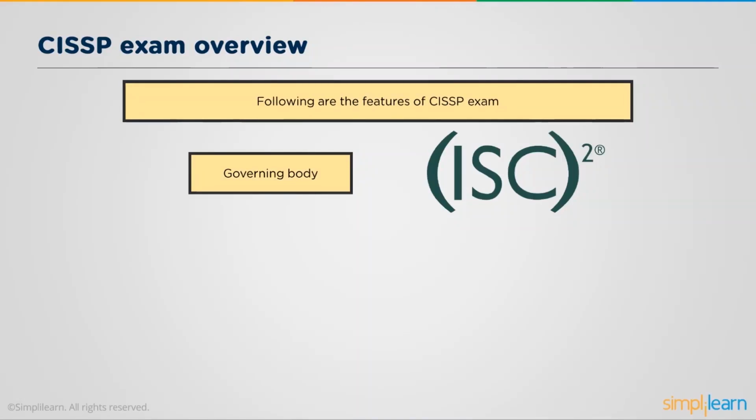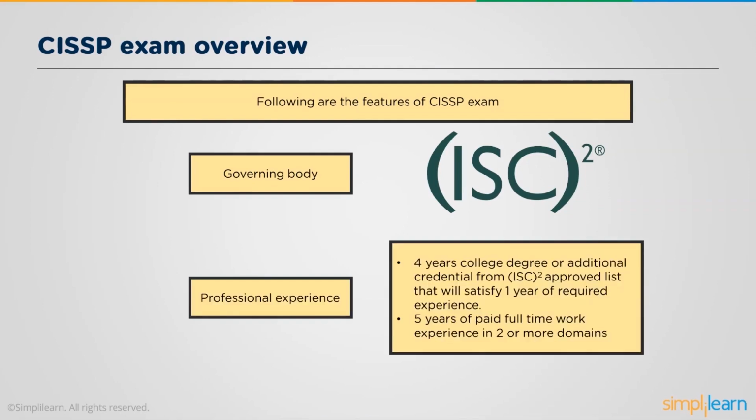The governing body is ISC Square. That's what we have been referring to. And the professional experience requirement is at least 4 years of college degree or additional credentials from ISC Square's approved list that will satisfy 1 year of required experience, and 5 years of paid full-time work experience in 2 or more domains. Like I said, anybody can register for the exam and attempt it. Once you clear, that's where the criteria of your work experience comes into the picture. You prove 5 years of experience, probably by a letter from your organization's HR saying you have this kind of experience that is relevant to the certification. ISC Square will validate it, and you get the certification.